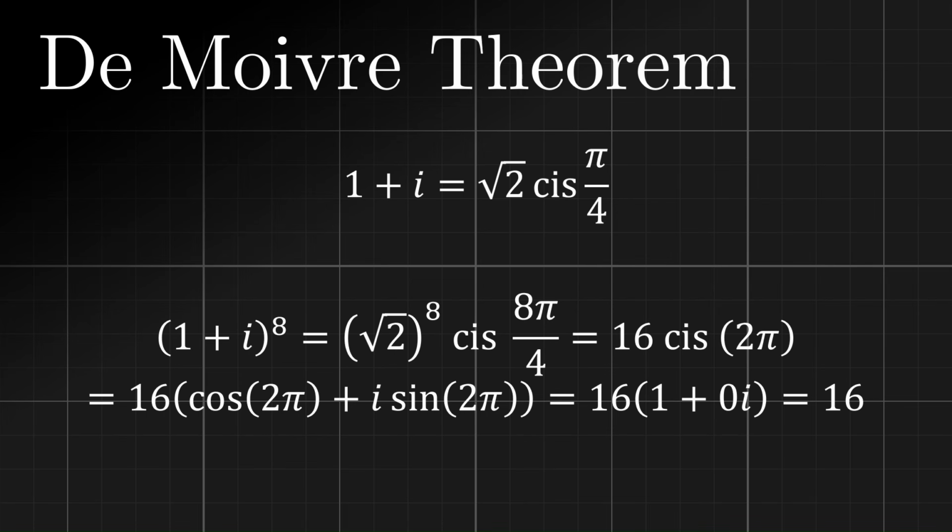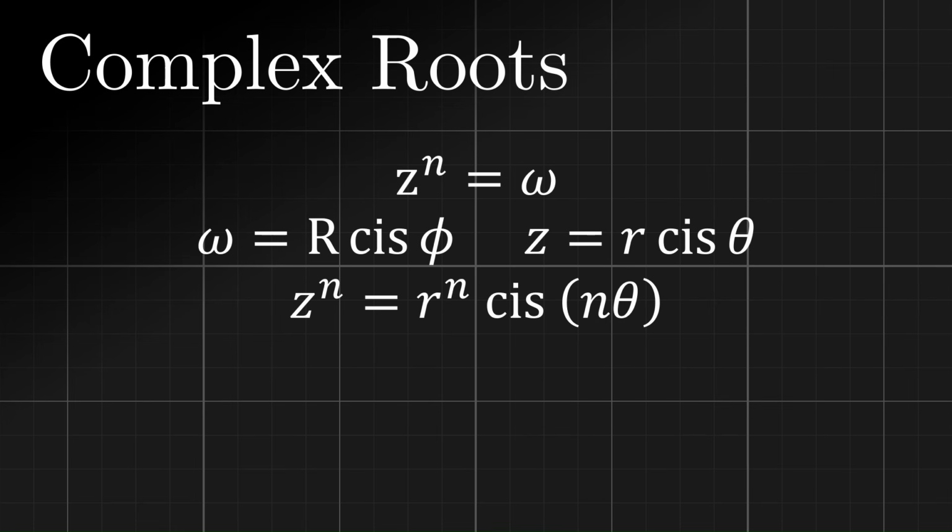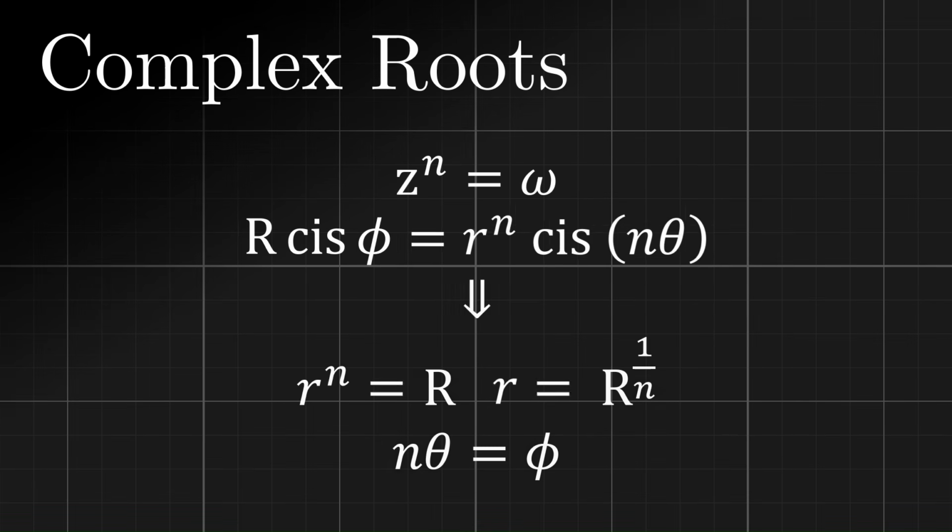but it also opens up the door to finding roots of complex numbers. What if we want to find the nth root of a complex number w? That means we're looking for all complex numbers z such that z to the n equals w. Let w equal big R times cis phi, and we're looking for z equals small r cis theta. Using de Moivre's theorem, z to the n equals small r to the n times cis n theta. So, we need small r to the n times cis n theta equals big R times cis phi.